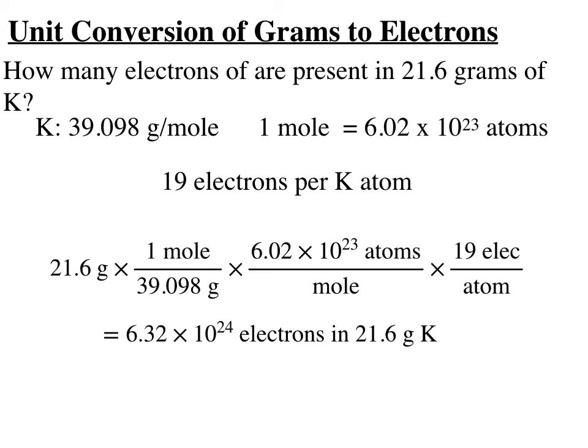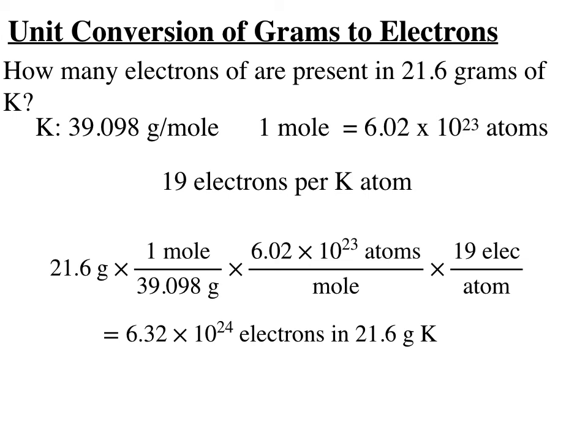But to get to the number of moles of potassium, I have to convert the mass of potassium into the number of moles. So this process of going from the mass of a sample of a particular atom into the number of electrons that are present in that sample, I need 3 different conversion factors, as you see here. The molar mass of potassium, Avogadro's number, and the number of electrons per atom of K.